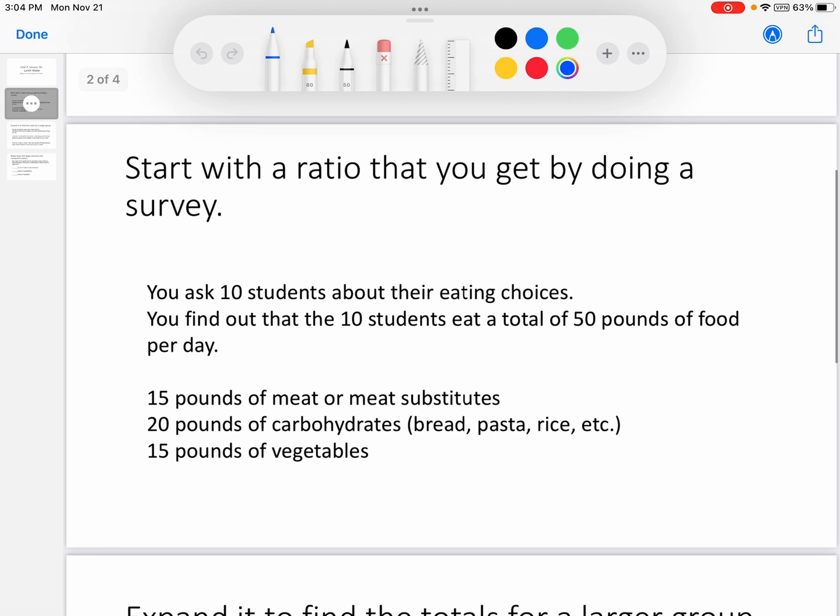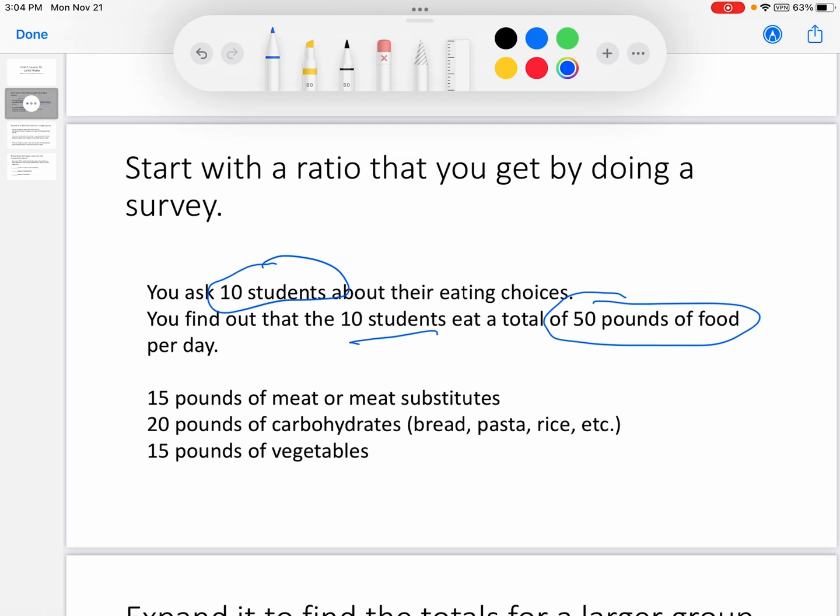So we're going to start with a ratio that we get by doing a survey. We're asking 10 students about their eating choices. We're only asking 10 students. And out of those 10, they eat a total of 50 pounds of food. So it's 5 pounds per student, but that's not what's important.